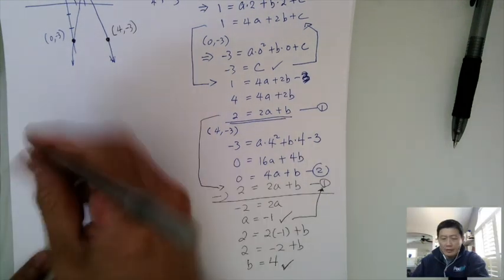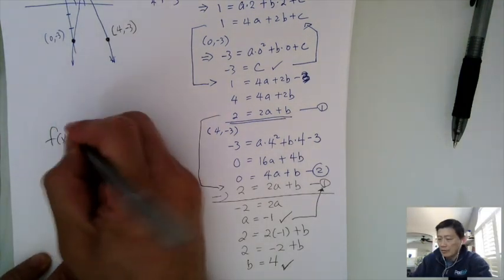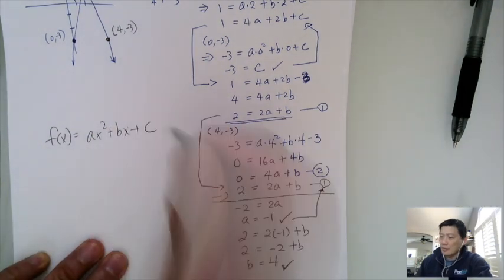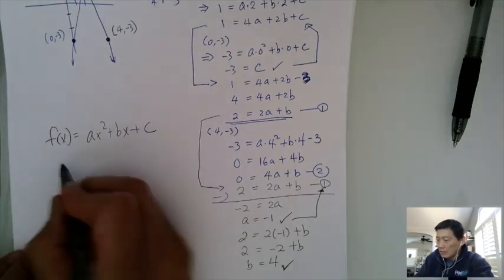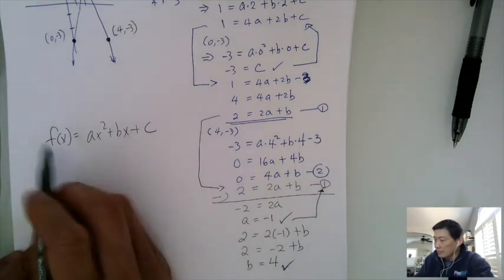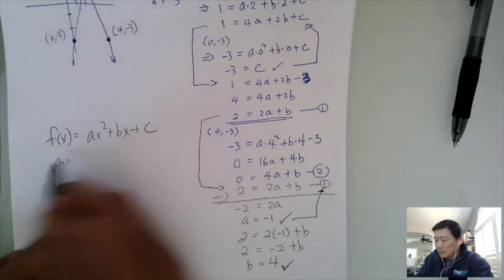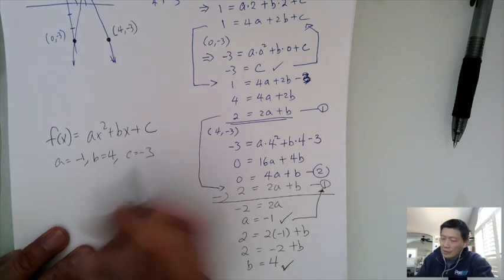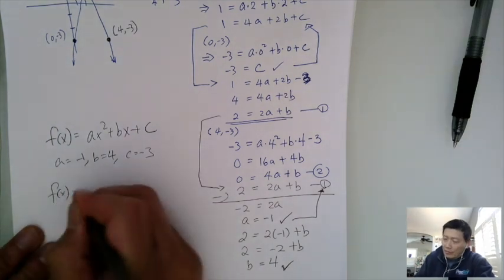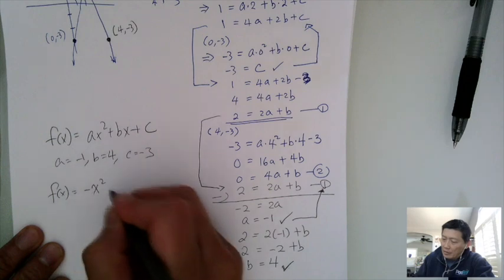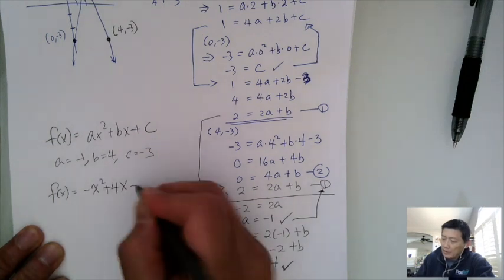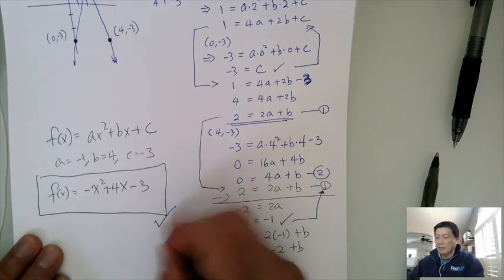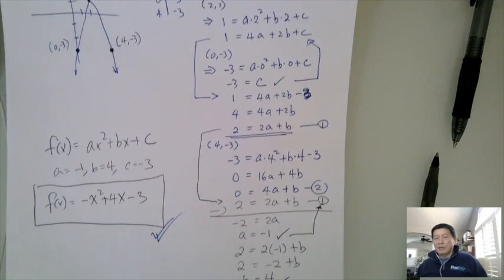Then I can say my f of x is equal to ax squared plus bx plus c. I just found them. Let me write it out again so there's no mistake and you can follow along. a is equal to negative 1, b is 4, c is negative 3. So my final answer, f of x, is equal to negative x squared plus 4x minus 3. There you go. That's my function right there.